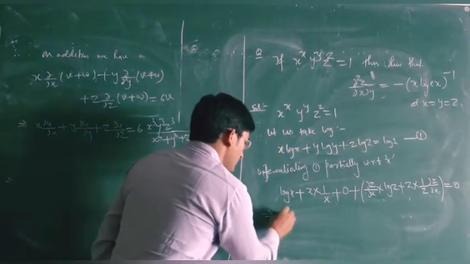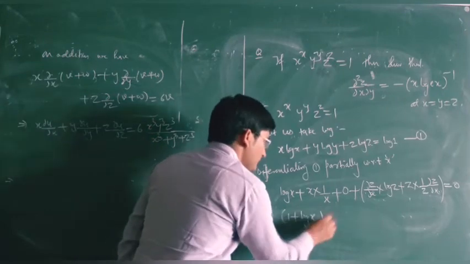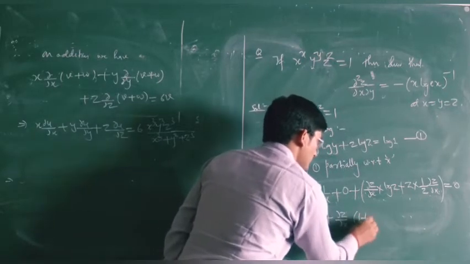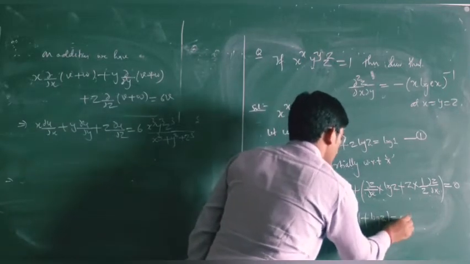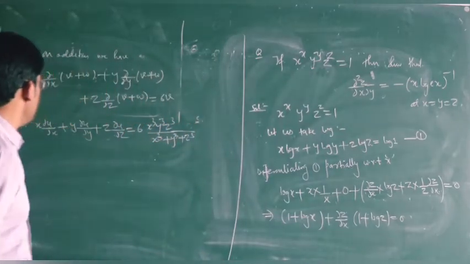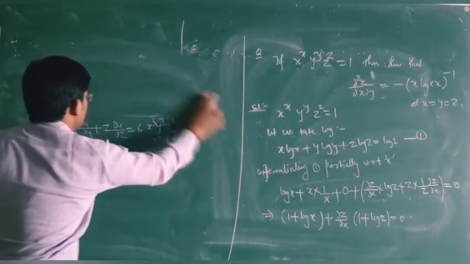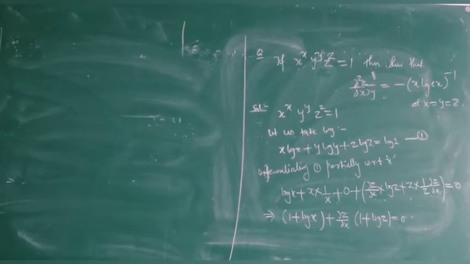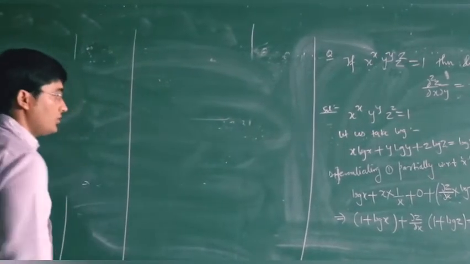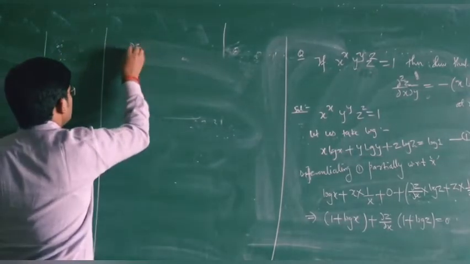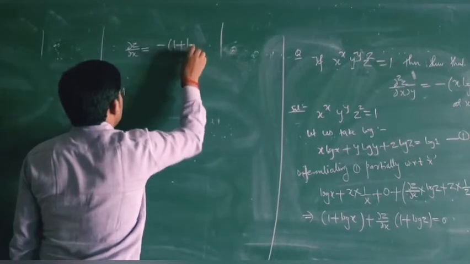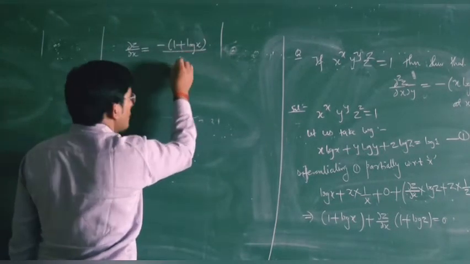So from here we will have 1 plus log x. Now if you take del z upon del x common, then we will have 1 plus log z equal to 0. So the value of del z upon del x is minus 1 plus log x divided by 1 plus log z.